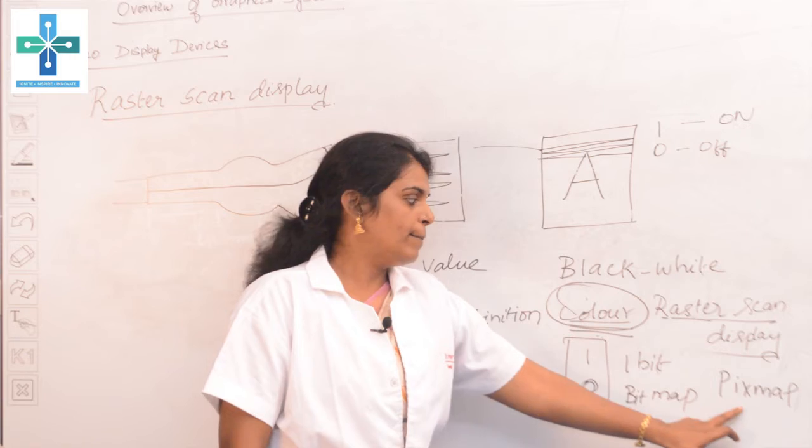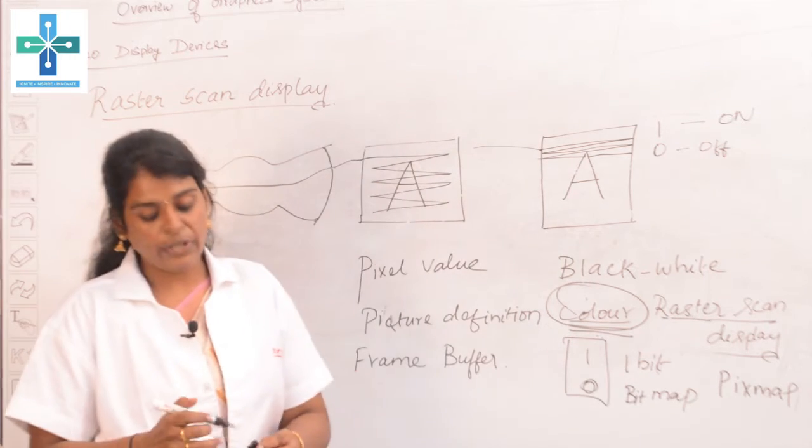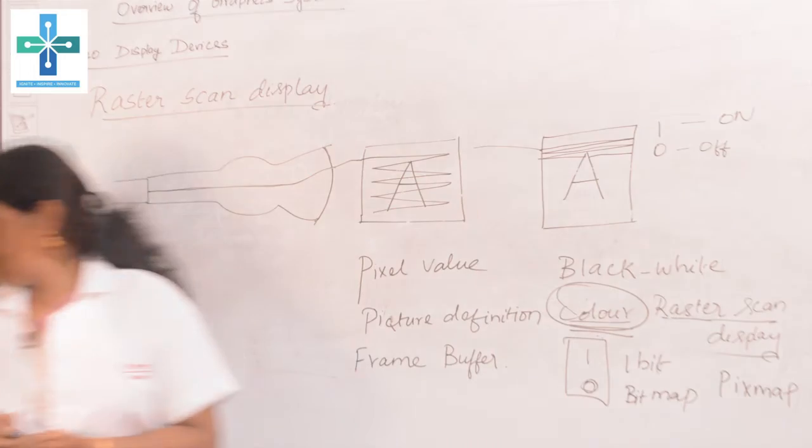If we are storing information of a bit in a color raster scan display, we have to store it in the frame buffer called pixmap. Next, we are going to see the random scan display.